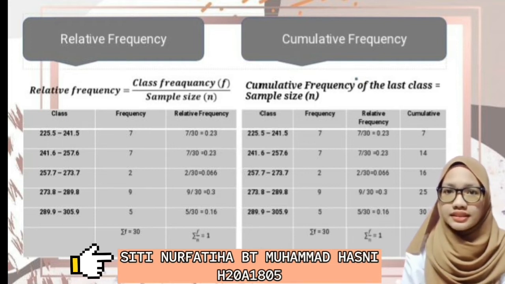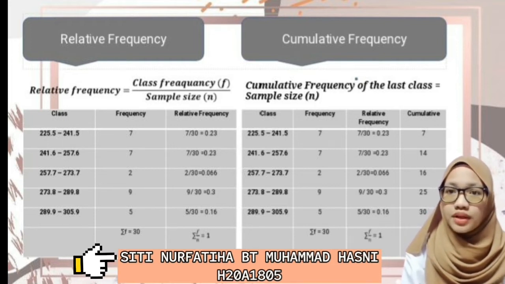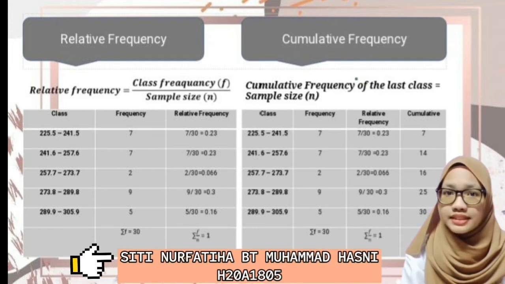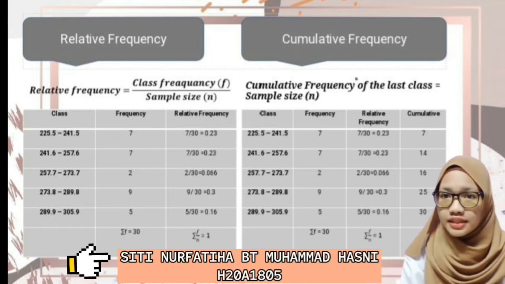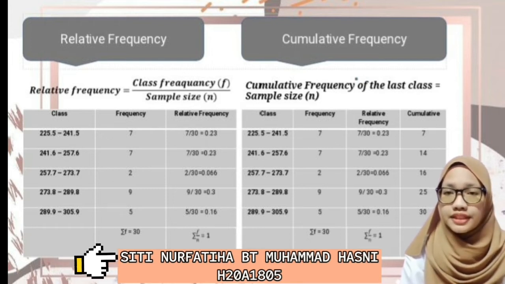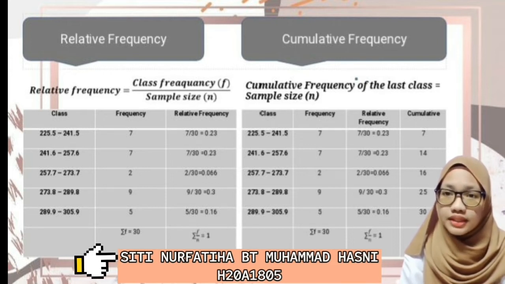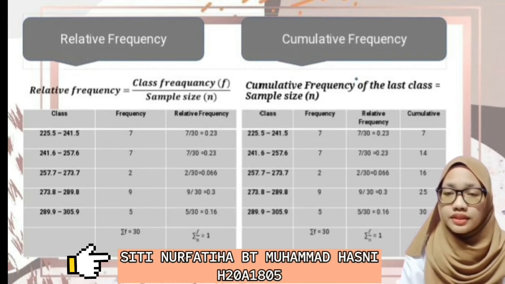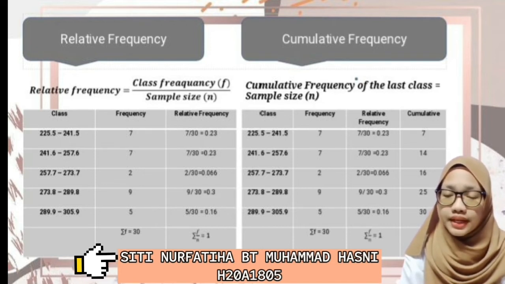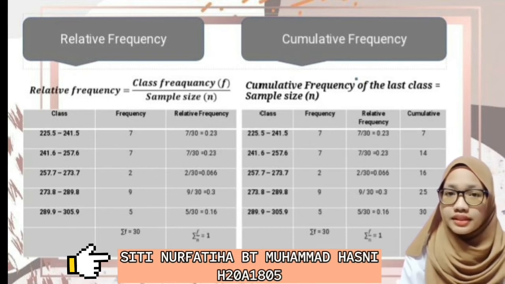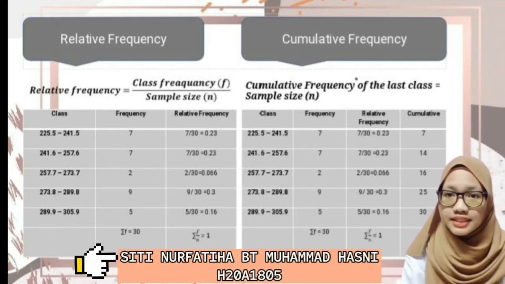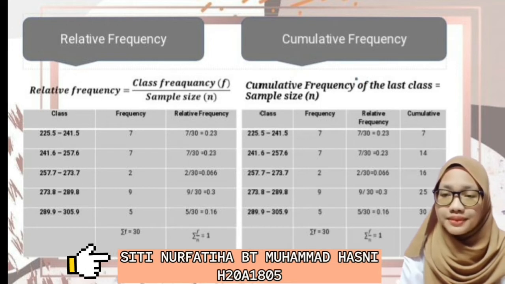Next, this is a table of cumulative frequency. Cumulative frequency of a class is the sum of the frequency for that class and all previous classes. So for the first class, we get 7. For the second class, we get 14. For the third class, 16. And for the fourth class, we get 25. And for the last class, we get 30. The cumulative frequency of the last class is equal to the sample size.